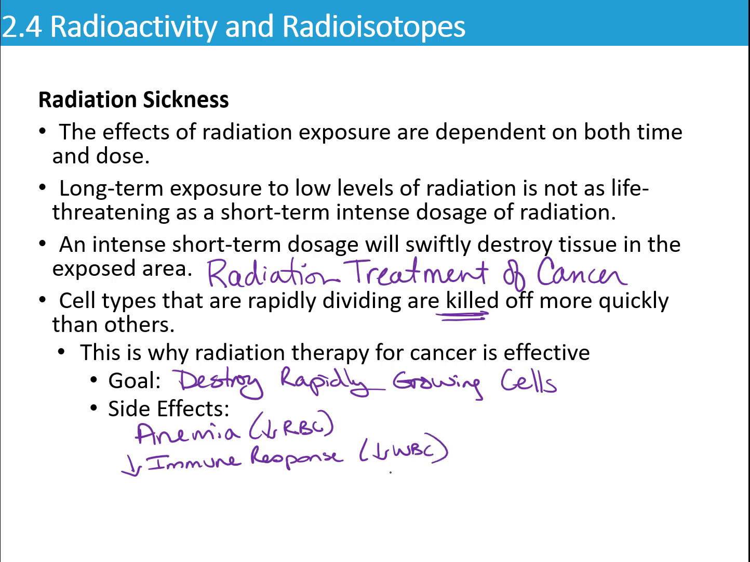What other cells are rapidly growing? Cells that are constantly being replaced. They're kind of on a cycle. If a male went through, then probably his sperm count numbers would go down just because they're in this process of development. But think of ones, what are some of the side effects that you see with the patient undergoing cancer treatment?